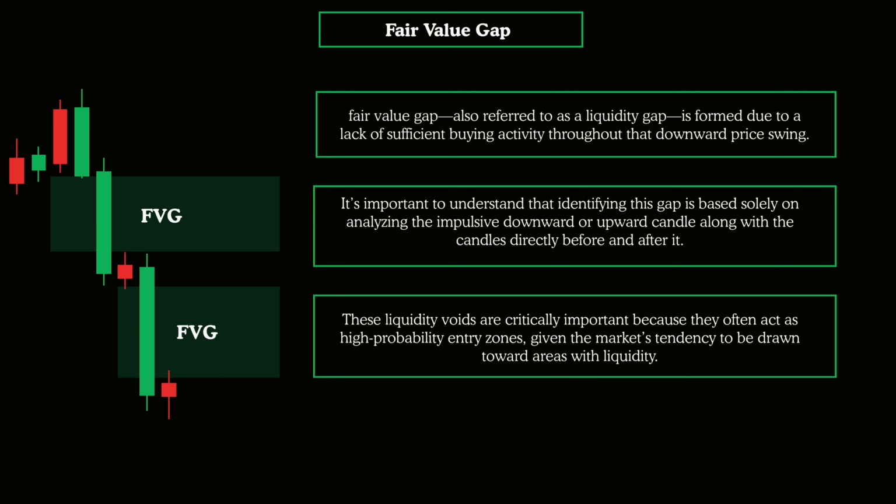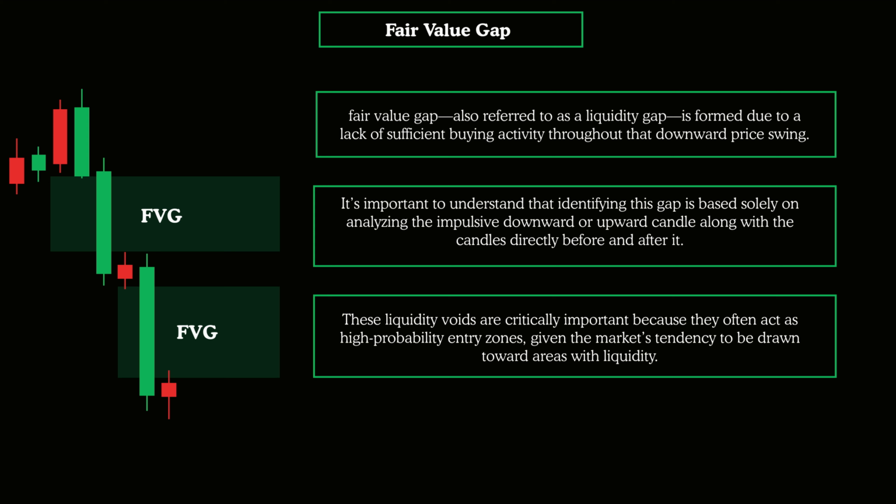These liquidity voids are critically important because they often act as high-probability entry zones, given the market's tendency to be drawn toward areas with liquidity. When price starts to decline, it frequently targets zones of liquidity that sit above the current level. As a result, these upper zones may temporarily attract price upward before it reverses back down to fill the gap and resume the bearish direction with more intensity.